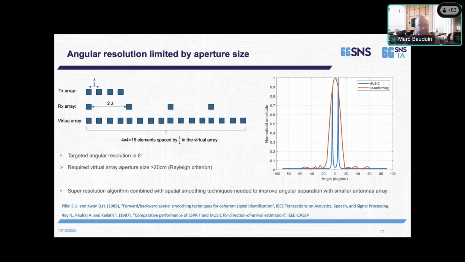But in our case, it's not enough because we target a resolution of 6 degrees and we don't have a lot of antennas. That's why we also investigate super resolution algorithms such as MUSIC to be able to achieve a higher resolution with a limited number of antennas. The challenge really comes from the fact that we don't have a lot of physical elements, but we still want to achieve a high angular resolution. So that was the end of my part.